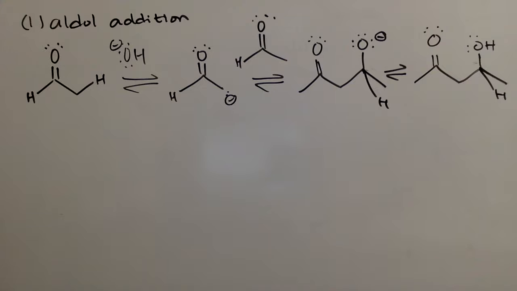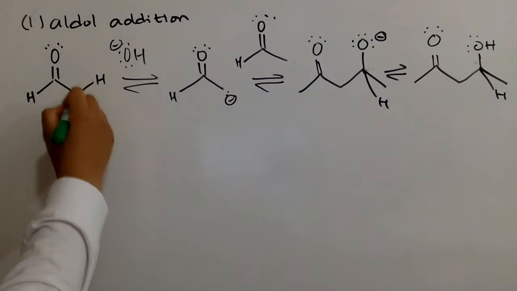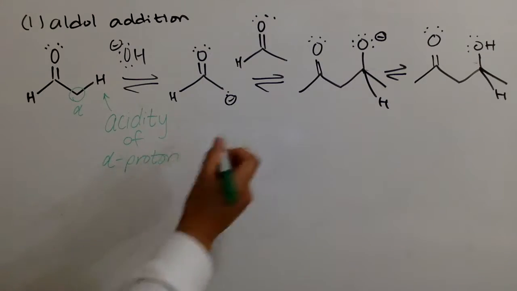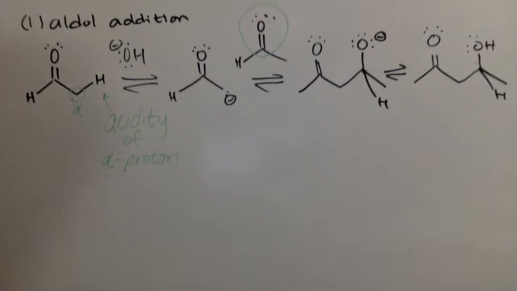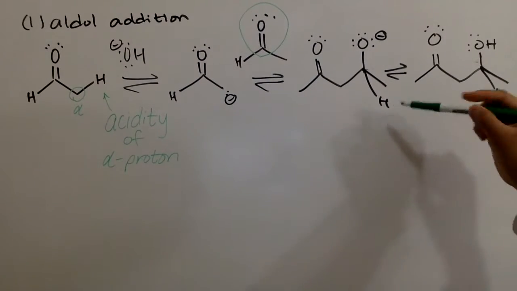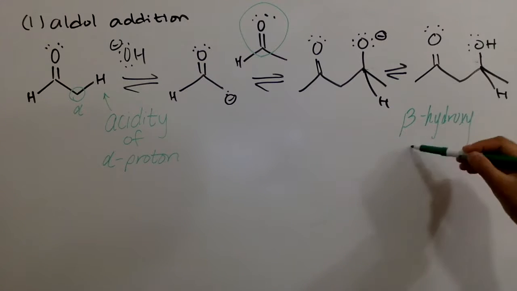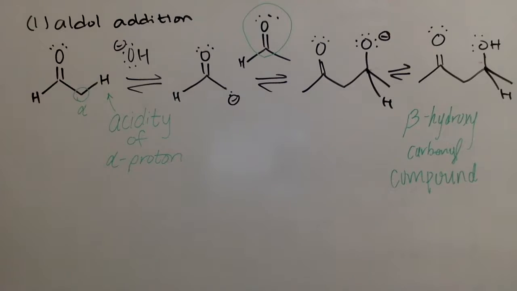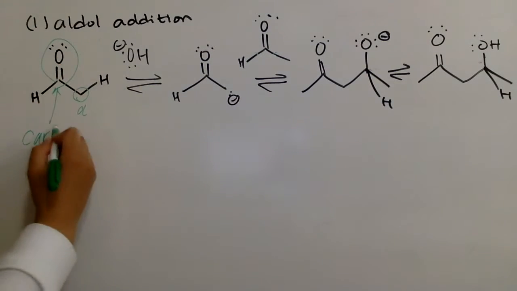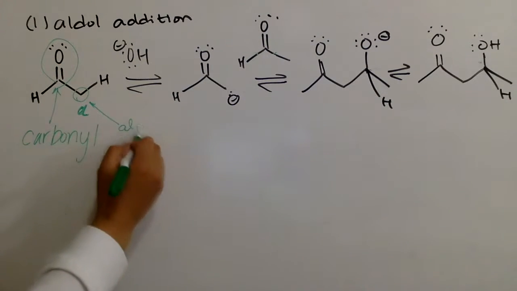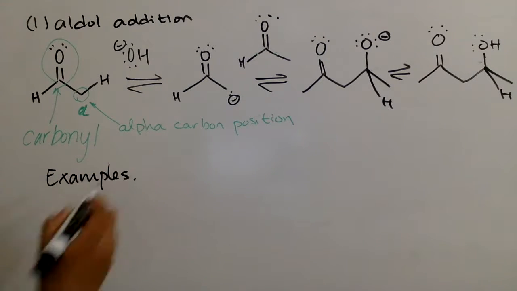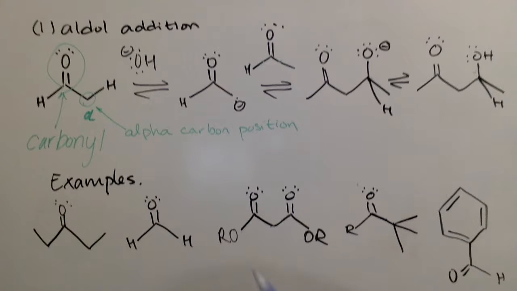The first part of this reaction is a three-step process that combines two types of aldehyde ketone reactivities, the acidity of the alpha-proton and the electrophilicity of the carbonyl carbon, to form a beta-hydroxycarbonyl compound as the product. The alpha-proton is a hydrogen on the carbon beside the carbonyl group of the aldehyde or ketone. Please pause the video and circle the alpha carbons in these examples.